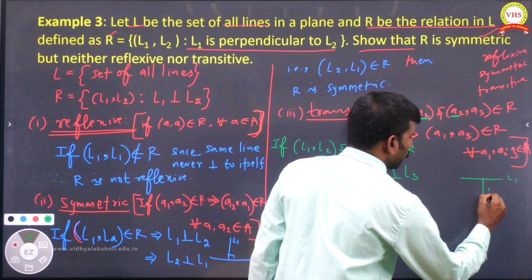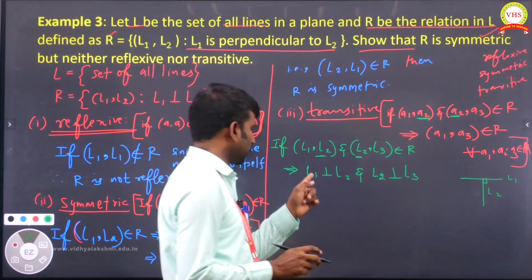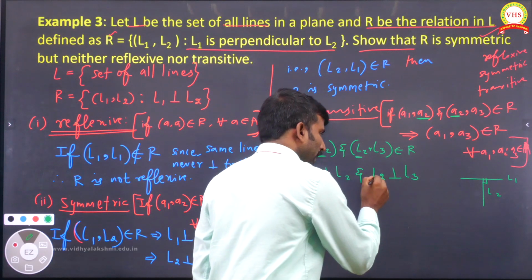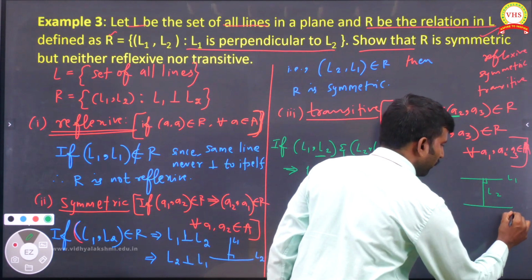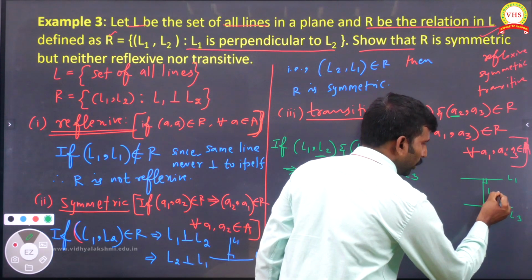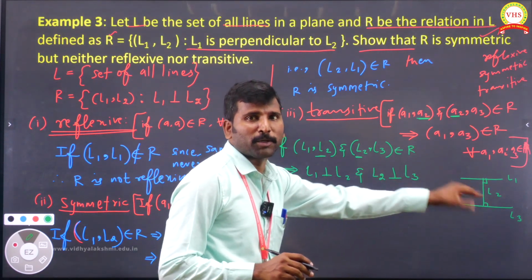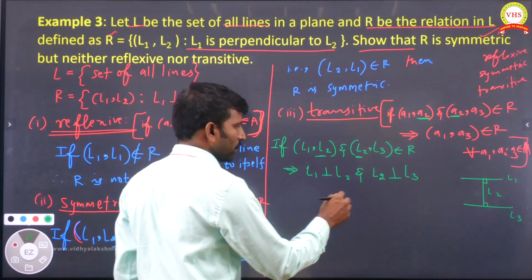L1 perpendicular to L2 as per the first. L1 perpendicular to L2. Next, L2 perpendicular to L3. Then L3 will be down. Okay, L2 perpendicular to L3. That is the diagram. Just for understanding purpose, I'm giving this.